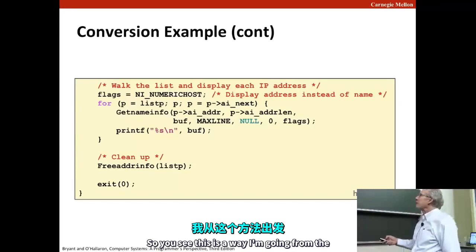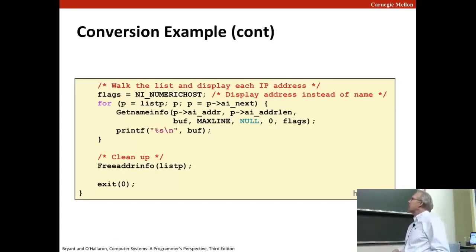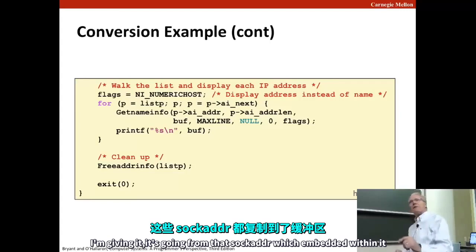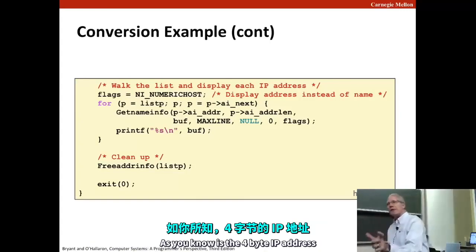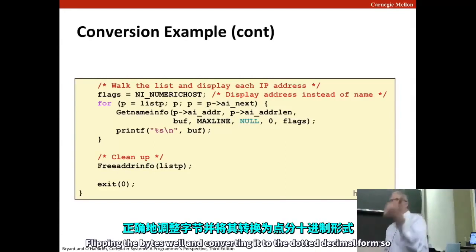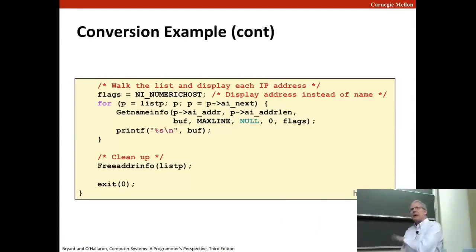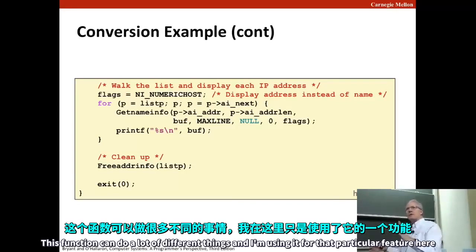So you see, if you look at this, this is the actual sockaddr of each of the list elements. I'm giving it that sockaddr, which embedded within it, as you know, is the 4-byte IP address. And what it's doing is it's taking that, flipping the bytes, and converting it to the dotted decimal form. So this function can do a lot of different things, and I'm using it for that particular feature here.